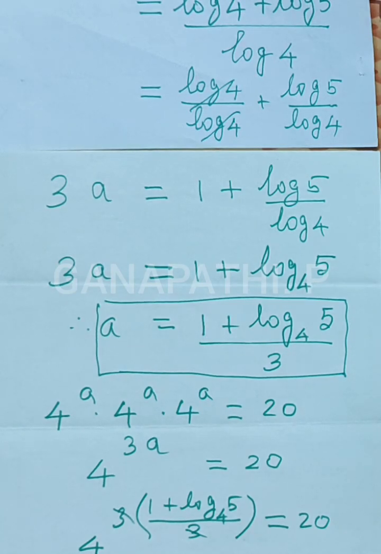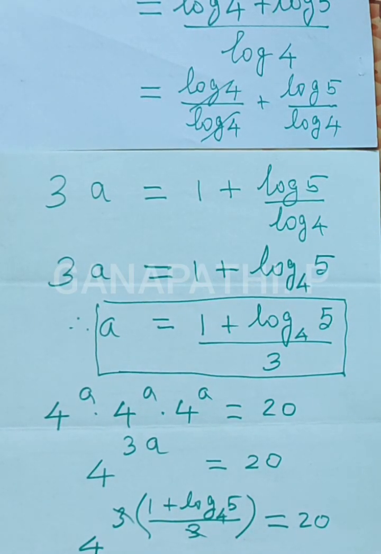Now we can write the remaining. 4 power 1 plus log 5 base 4 is equal to 20. Now we can write this separately. 4 power 1 into 4 power log 5 base 4. Now this value, 4 power log 5 base 4, is 5 only, and here 4, therefore 4 into 5 is equal to 20. Therefore 20 is equal to 20, thus we can verify this result.